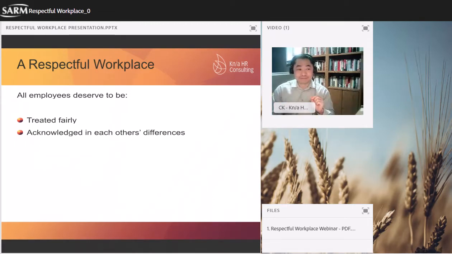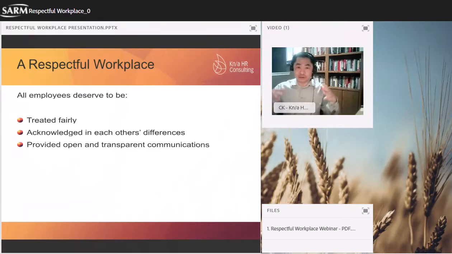The third thing: all employees in a respectful workplace are also provided with open, transparent, and consistent communication that's based on your policies, your processes, rule books and handbooks, and whatever you have to guide that kind of behavior. So if an employee is disciplined for breaking a rule, all employees should be disciplined if they are found to be breaking the same rules.